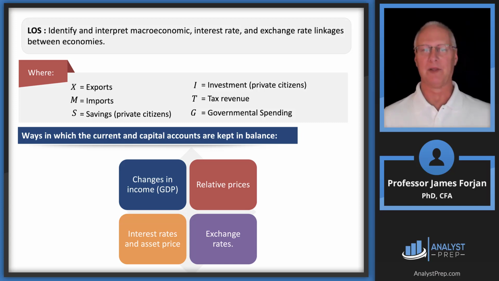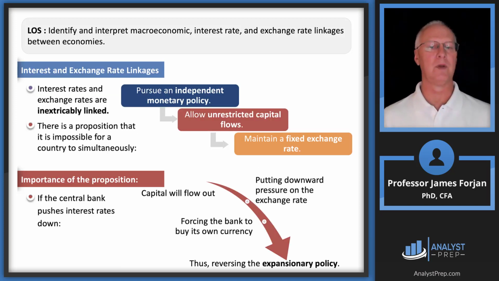All right, so how do we keep this current and capital account in balance? In other words, we don't want massive trade deficits, or massive capital inflow and outflow deficits. So how are they kept in balance? Changes in GDP, changes in the yield curve, changes in interest rates, and that has an impact on asset prices. We talked about that a few slides ago: relative prices and then exchange rates. So we need to have a conversation on the relationship between interest rates and exchange rates.